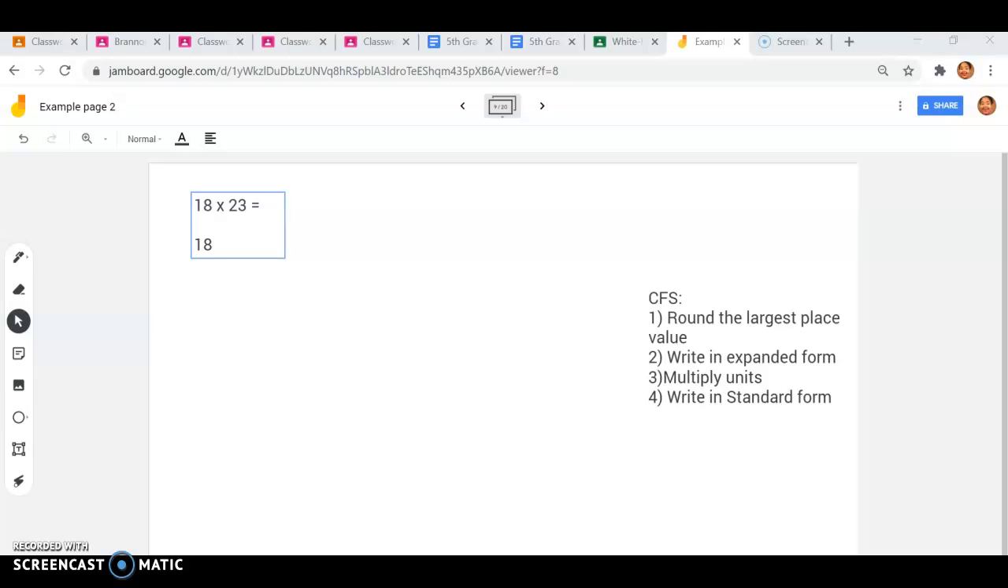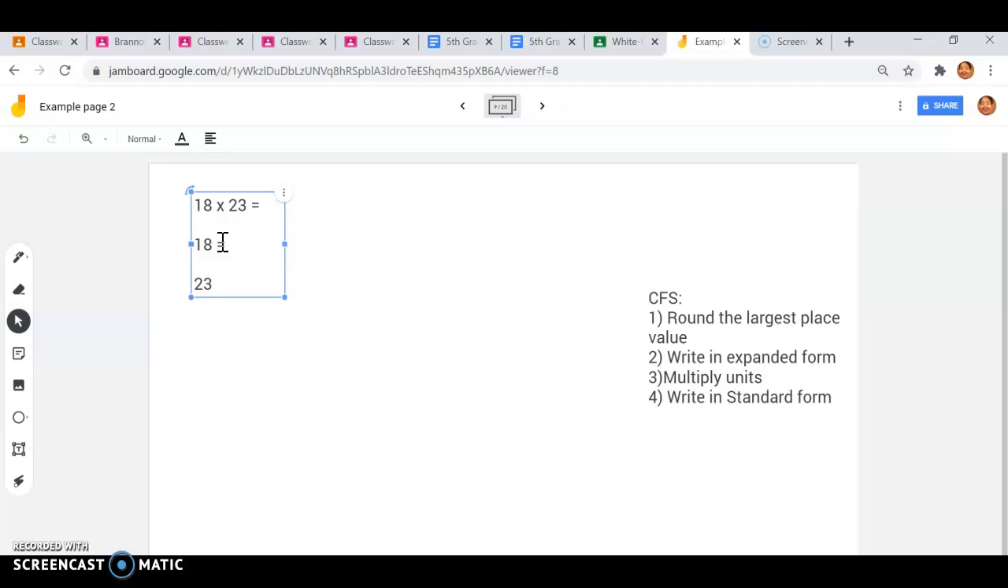Okay, so we're going to run through that CFS so we can see what that looks like. The first thing that we're going to do is round the largest place value. When we're looking at 18 and the number 23, the largest place value that we have is our tens place.